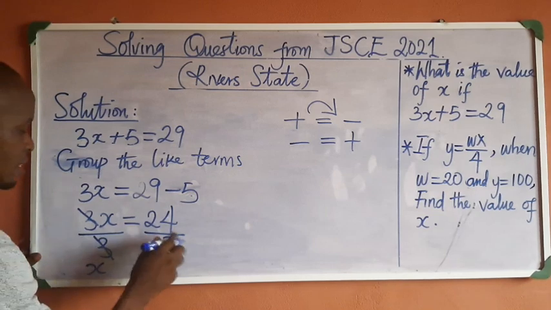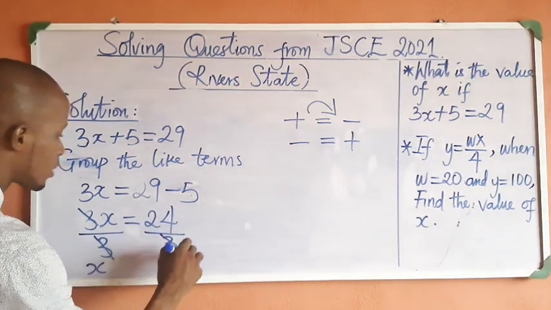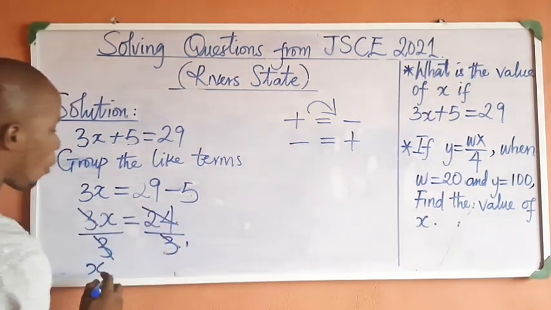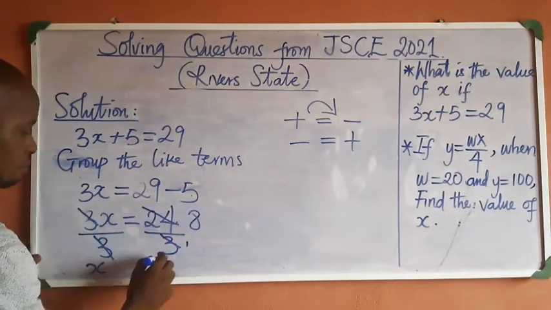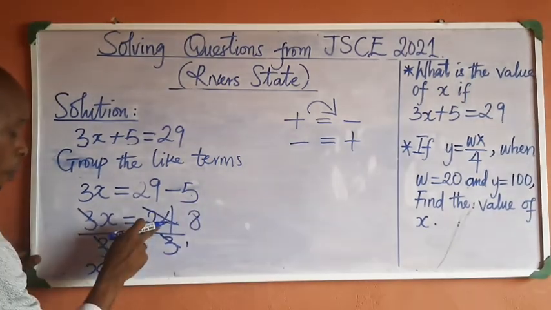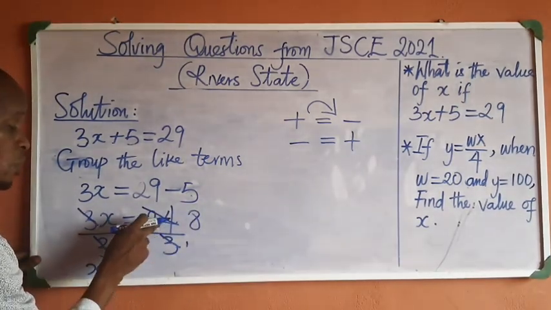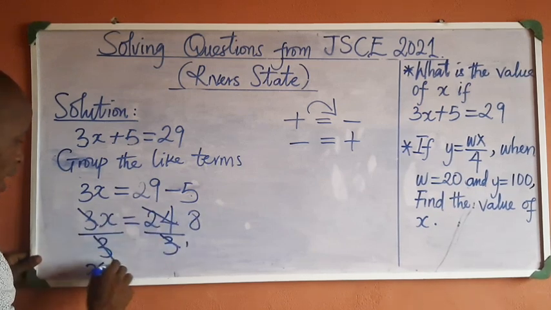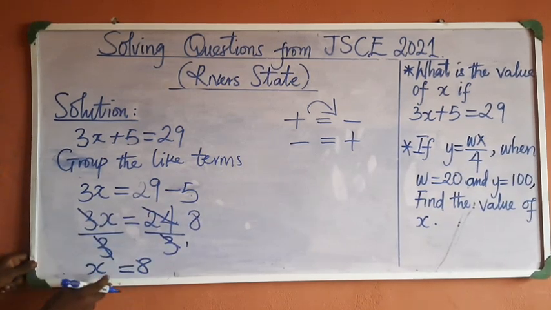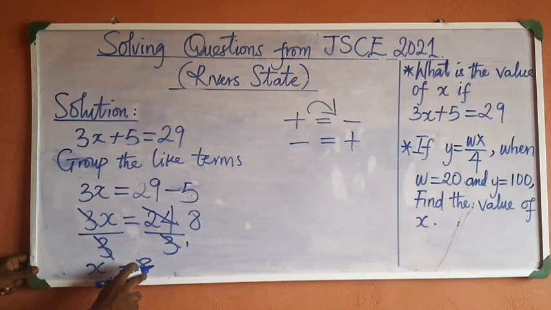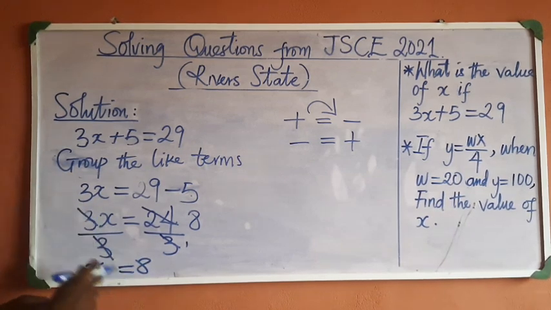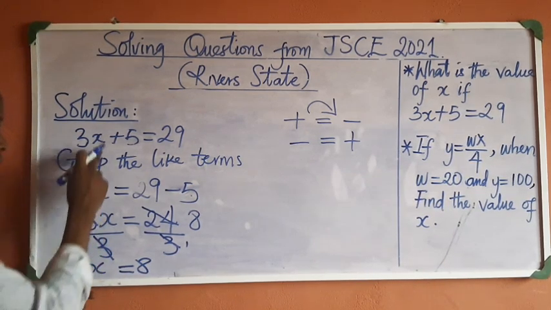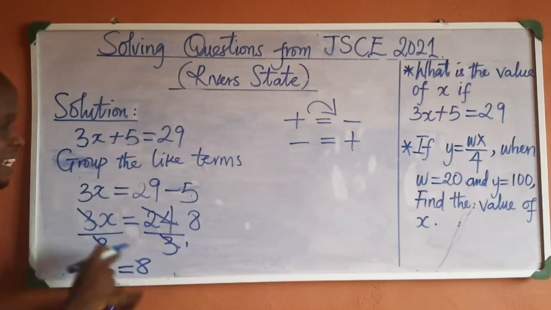And then on this other side, 3 divides here 1 times, and 3 in 24 will give me 8, because 3 times 8 is 24. If you use 3 to divide 24, you will get 8. So x equals 8. You can see, this is my final answer. The value of x in this equation is simply 8.